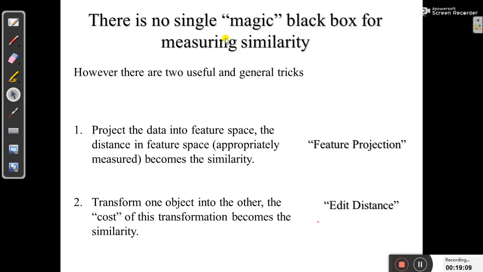And also there is no single magic black box for measuring similarity. However, there are two useful and general tricks: feature projection and edit distance. Project the data into feature space. The distance in the feature space becomes the similarity. That can be a process. Transform one object into another. The cost of this transformation becomes the similarity. So that is also a process. These are two tricks because there is no single magic black box for measuring similarity. So you can opt for different techniques to do that.